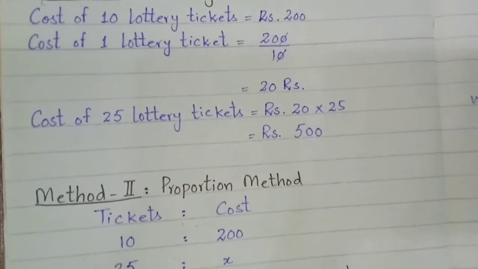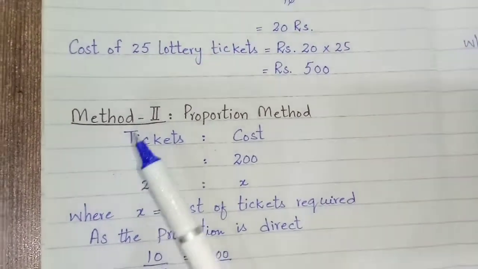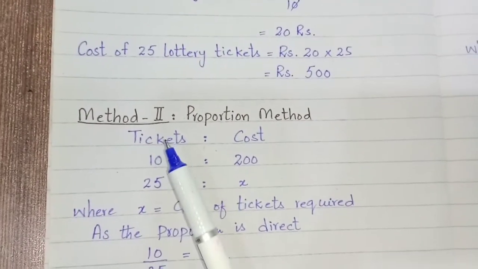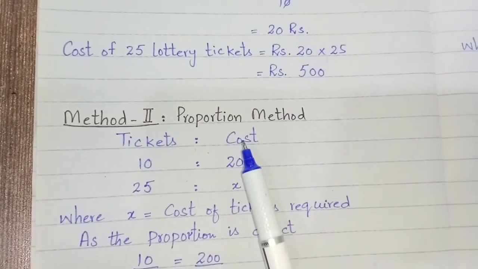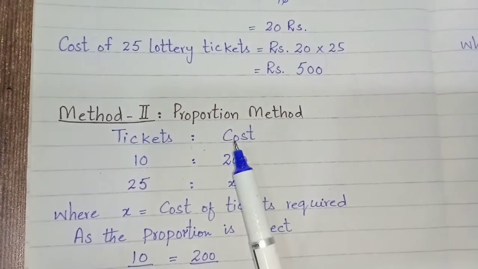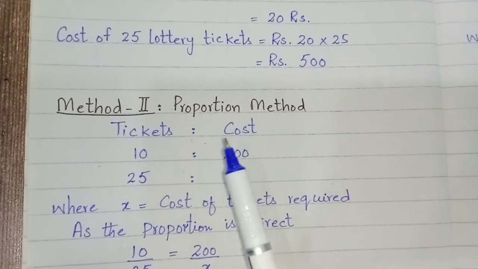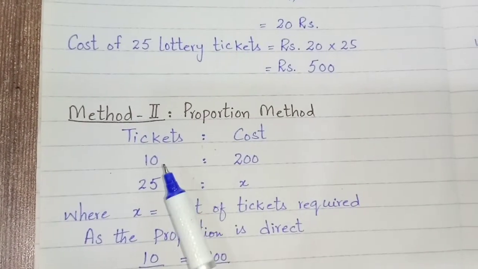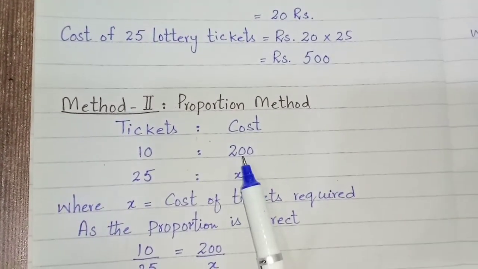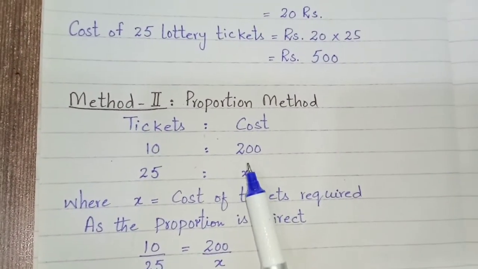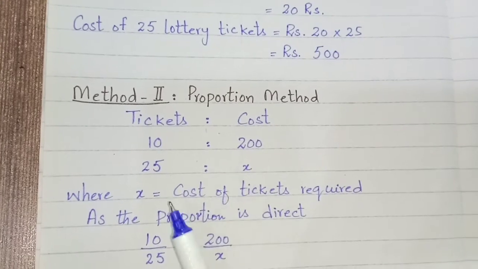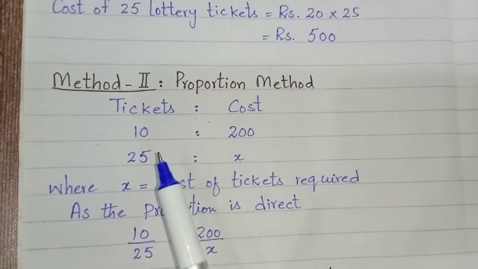Now method number 2 is the proportion method. First of all, we have to write tickets proportion cost, because two quantities are involved in this question, that is tickets and cost. So the price of 10 lottery tickets is 200. Now we have to find the price of 25 tickets. So we write x, where x is the cost of tickets required.